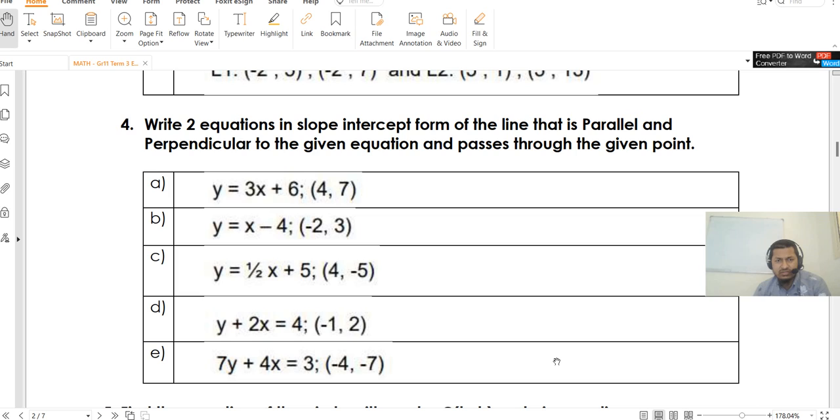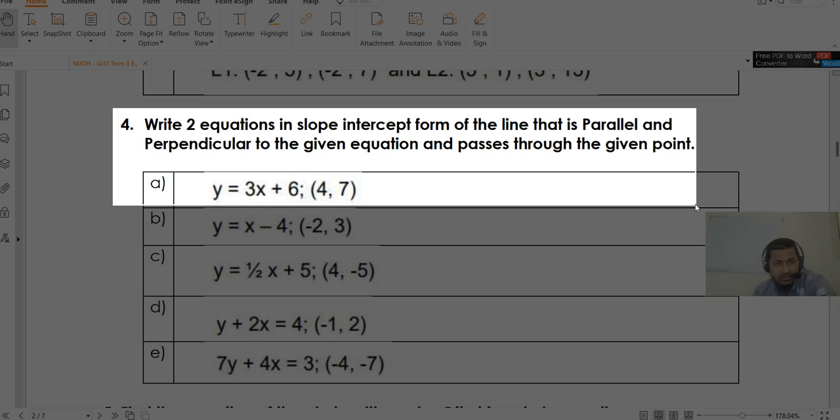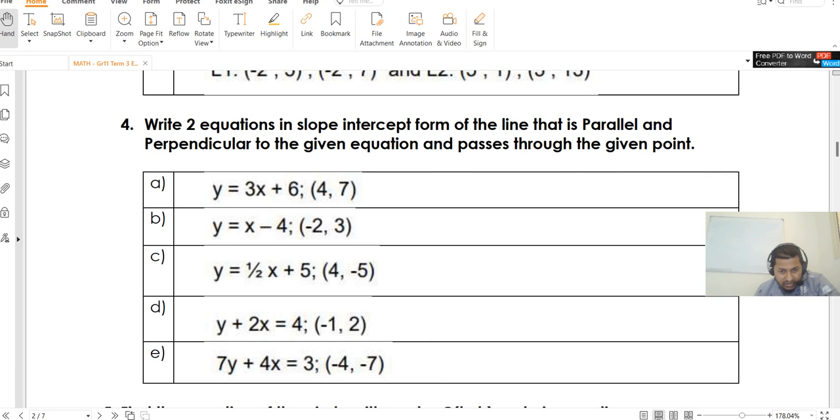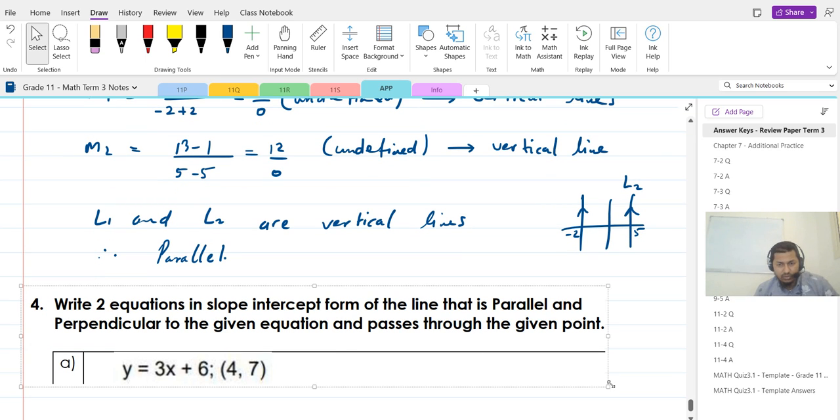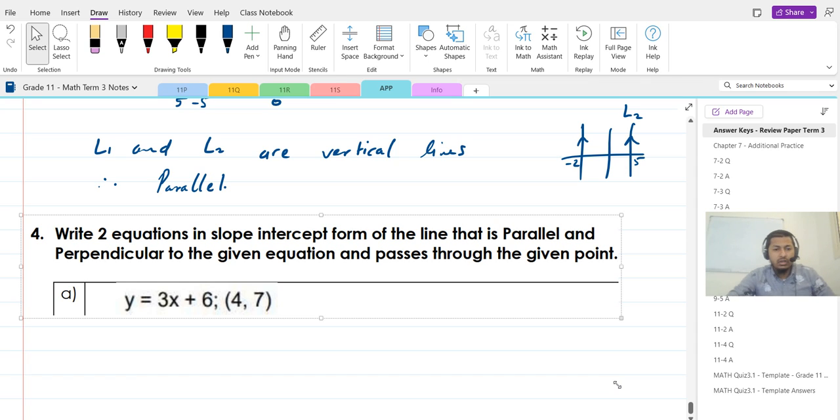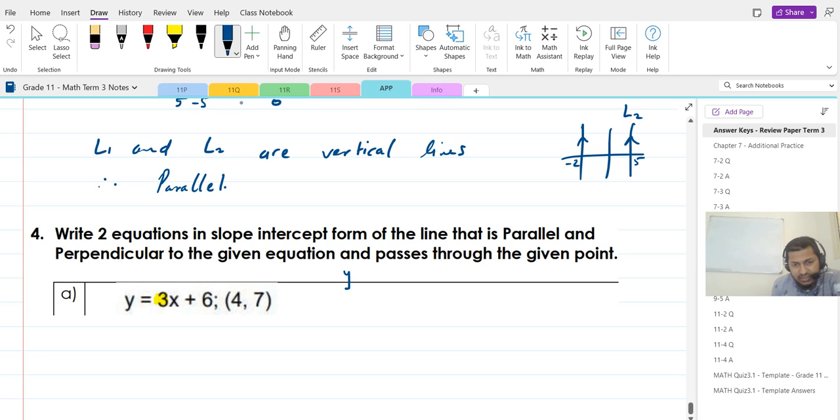Write two equations in slope-intercept form of the line that is parallel and perpendicular to the given equation and passes through the given point. So we basically need two equations. One equation is parallel, passing through the point, and the other equation is perpendicular. If you are observing this equation here, remember the standard form is y equals mx plus b, or y equals mx plus c. We can clearly see the slope is 3. So m is 3.